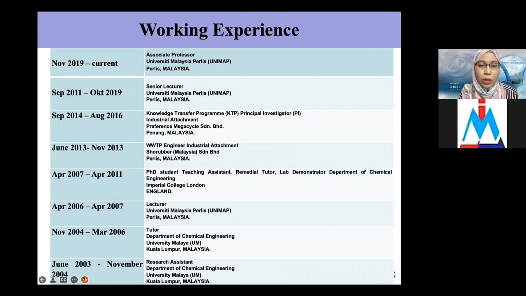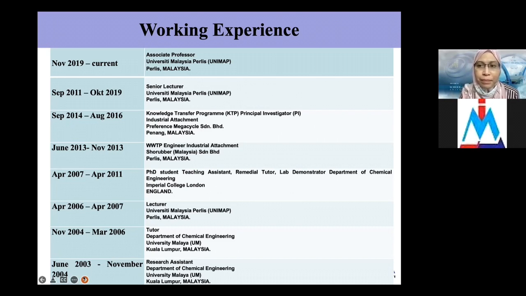So in June 2013, up to November 2013, I was accepted as a wastewater treatment plant engineer as an industrial attachment there at Shuraba, Malaysia. It's quite near to my office. Quite glad because we have some collaboration with them.